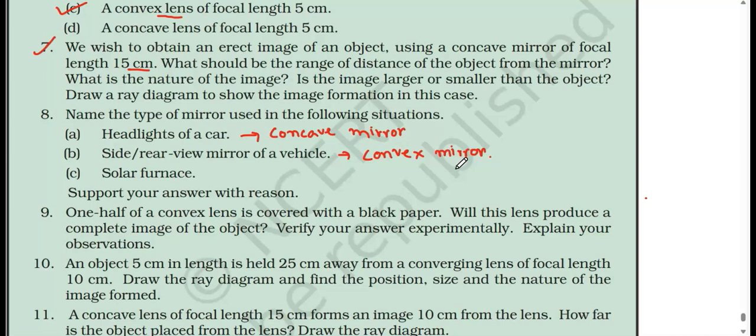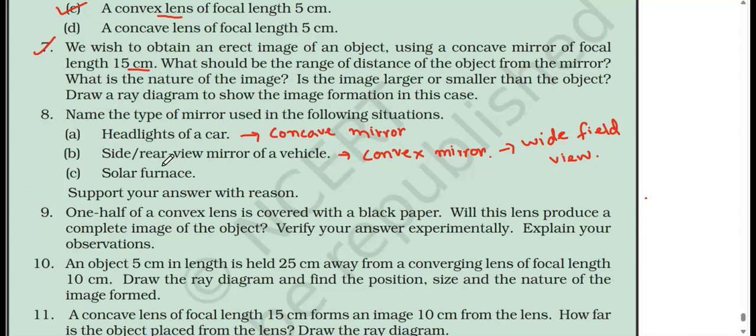So now if you get virtual, erect and diminished image, you get a wide view of what is behind you. So the driver needs to see most of the traffic which is behind him or her. Okay, so for that we are using convex mirror. It gives us a wide view, wide field view. Okay, as the images which are formed are virtual, erect and diminished.